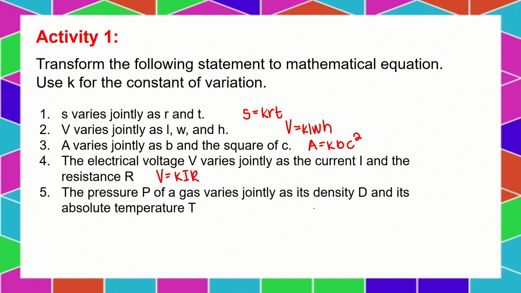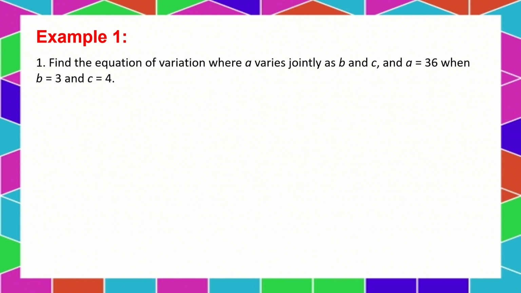And number 5, the pressure P of a gas varies jointly as its density D and its absolute temperature T. That's capital P is equal to K, capital D, capital T. Okay, so that's how we transform a statement to a mathematical equation. Let's try to solve problems involving joint variation.